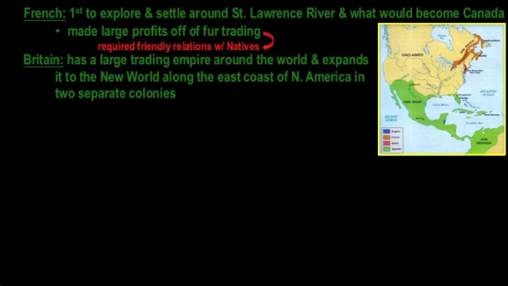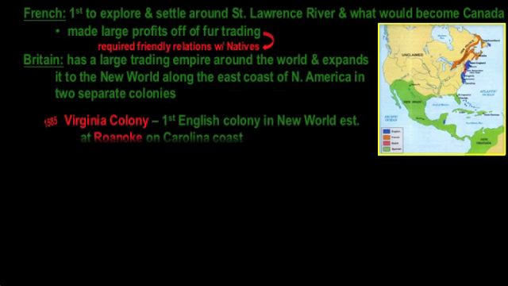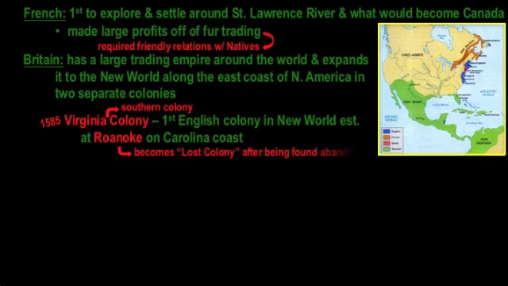Now lastly, the British here, the British had a large trading empire around the world, and will expand that empire to the New World along the east coast of North America in 2 separate colonies. The first of which, in 1585, is the Virginia colony, or the Southern colony. This is the first English colony in the New World, established at Roanoke, there on the Carolina coast.